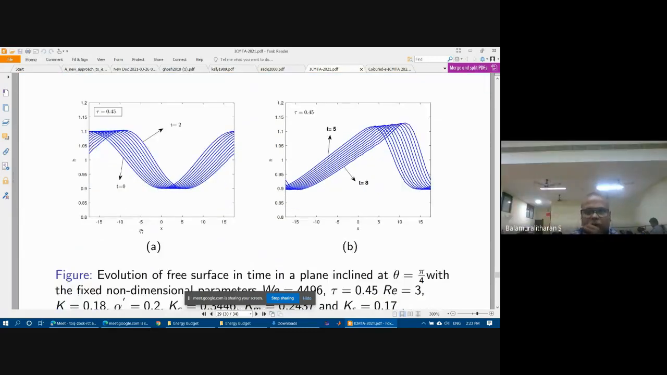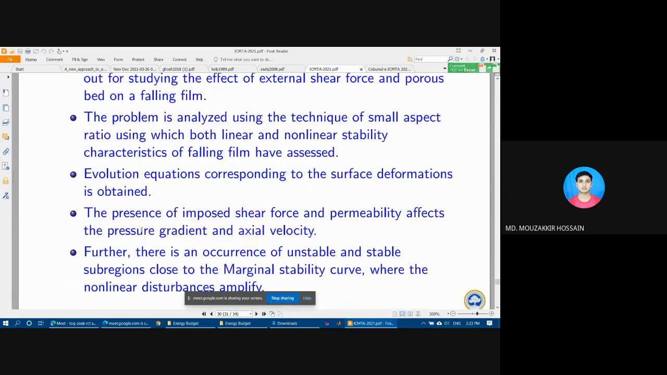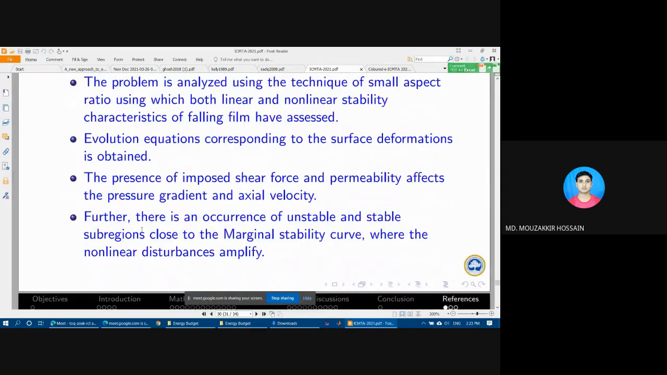Please go to our conclusion. So the conclusion is this: from my analysis, the evolution equation corresponding to surface deformation is obtained. Second, the problem is analyzed for a small aspect ratio, both linear and non-linear characteristics of the falling film. Another thing is the effect of the external shear stress and the effect of the permeability.